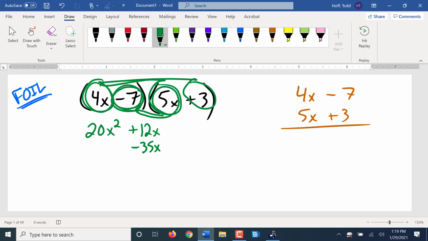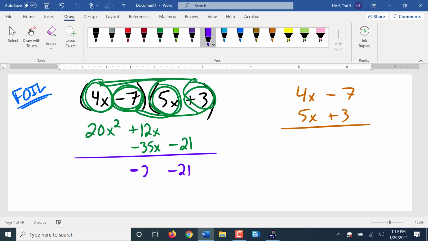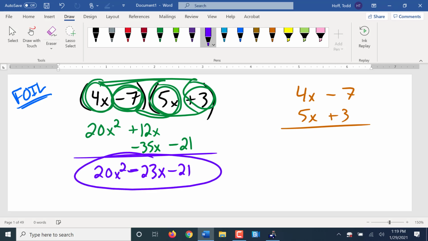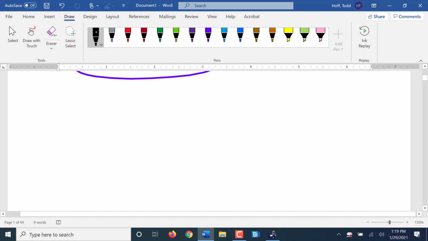And L stands for last. The last digit of each is negative 7 times 3, which is negative 21. And then we'll combine 12 and negative 35, which make negative 23x, and then the 20x squared. Not so bad? Still better than a sharp stick in the eye?